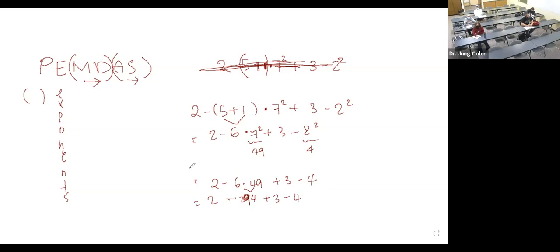Now you have only addition and subtractions there. So what do you need to do first? Addition and subtraction? Or in that order, right? So you need to do this first because that comes before the addition. So 2 minus 294, negative 292 plus 3 minus 4. What do you get here? Negative 289 minus 4. Both are negatives. This is same as plus negative 4, negative 193. Okay, so that's the order of operation.